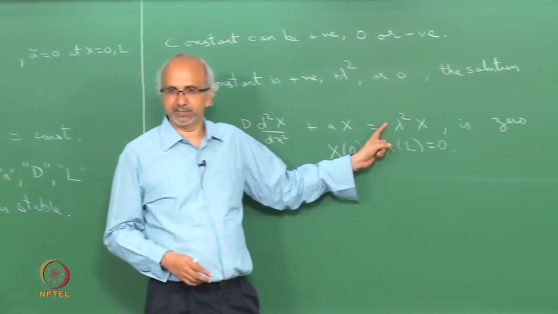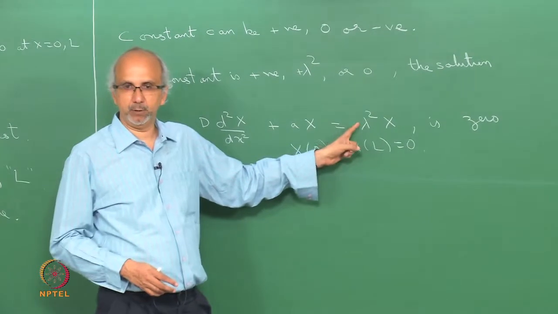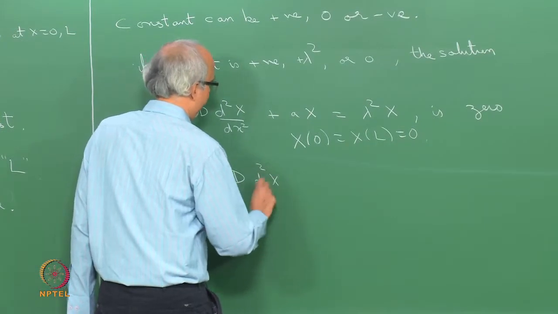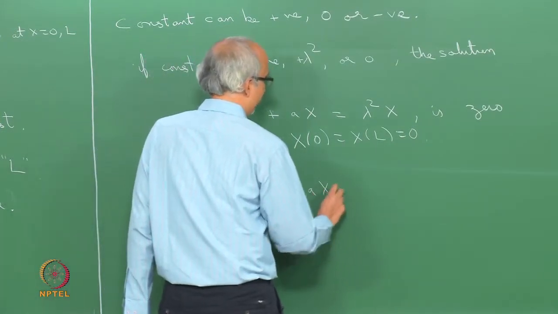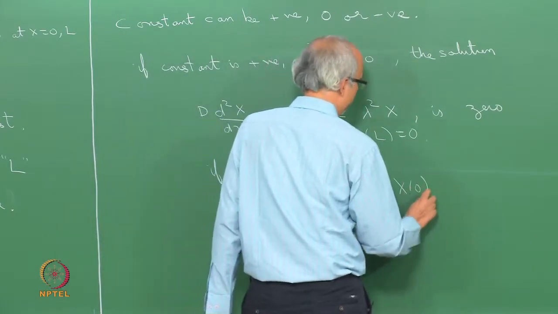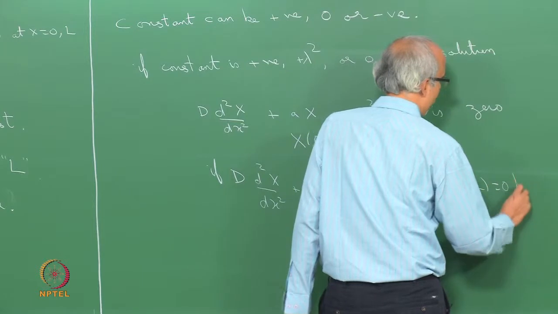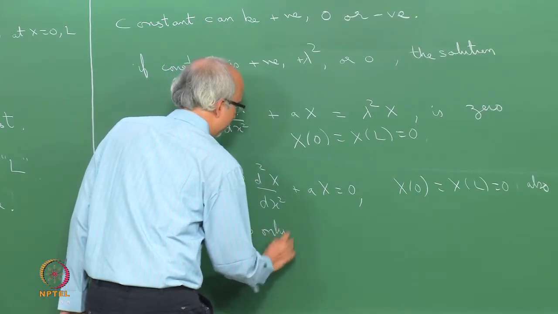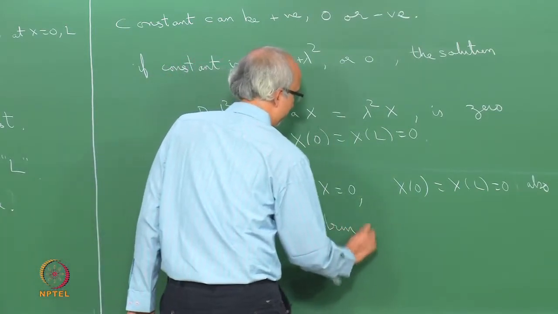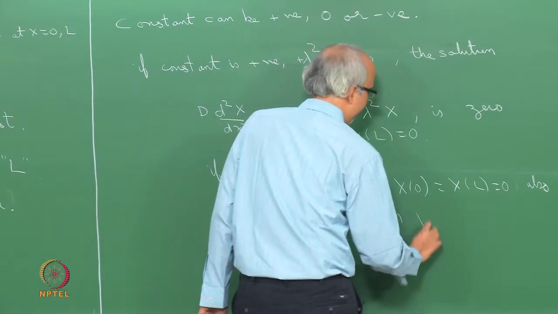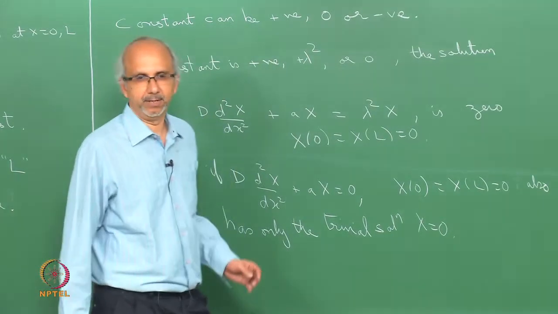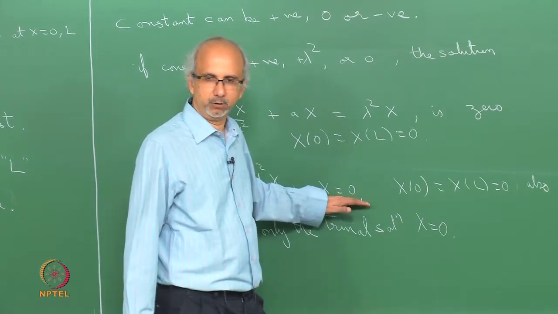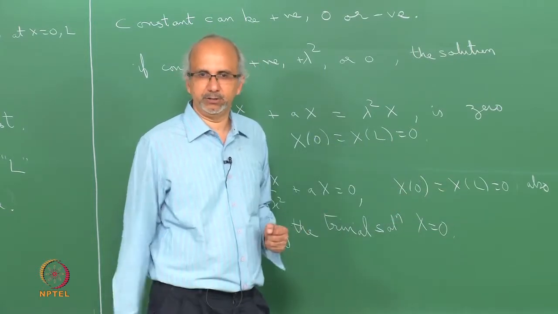I am saying if you solve this equation, the solution is 0 if you have plus lambda squared. If you have D d squared X by dx squared plus aX equals 0 subject to X of 0 equals X of L equals 0, it also has only the trivial solution X equals 0. You understand? I want you to verify this. You can just proceed, do the algebra, find the solution, put in the boundary conditions and see if you can get a non-zero solution.